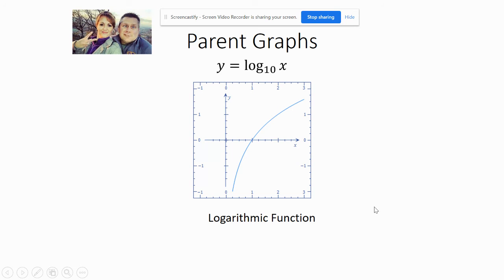Those are the parent graphs that we will be looking at and studying this year. So you kind of know what they look like. You might want to look back at this one at some time to look over.